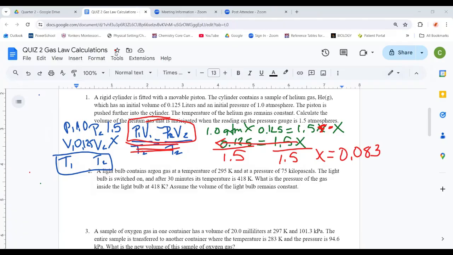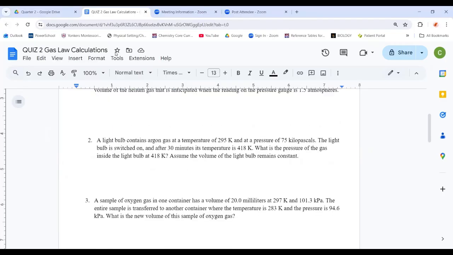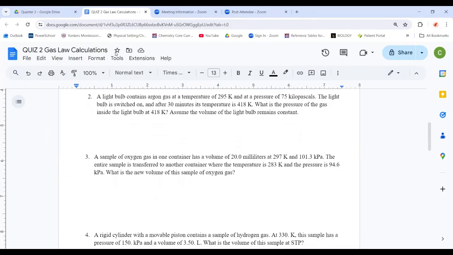So that makes sense. If I increase the pressure, it should decrease the volume, and 0.083 is a smaller number than 0.125. So even though that might seem like a weird looking decimal, try to get your number sense involved in trying to predict whether or not your answer makes sense. If you understand the relationships in the gas law, the answer should make sense. All right, next type of question. We'll move down to number 2.